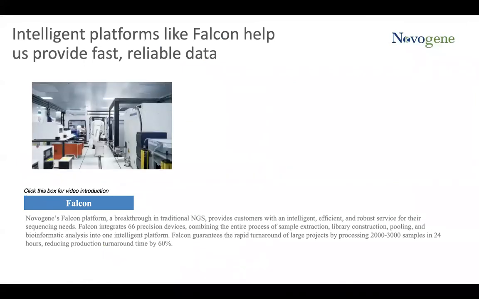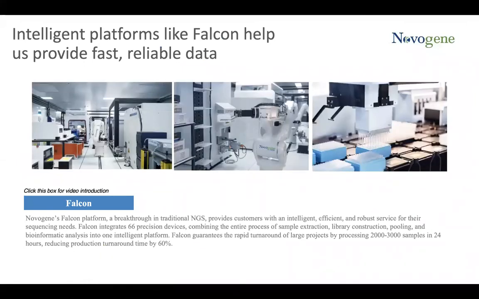And I'm very proud to say that Novogene has Falcon, a fully automatic intelligent platform that could integrate all pre-sequencing processes from extraction to library quality control. In this way, Falcon greatly shortened the project turnaround time by processing 2,000 to 3,000 samples in just 24 hours, which could lead to a 60% decrease of production time.